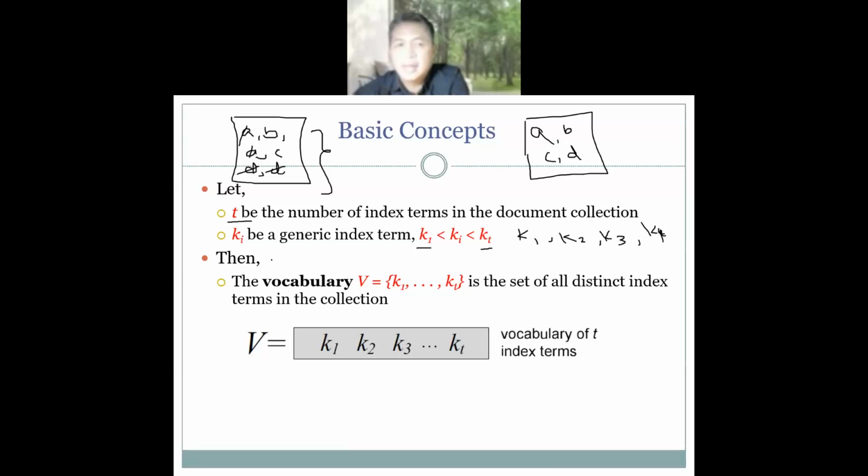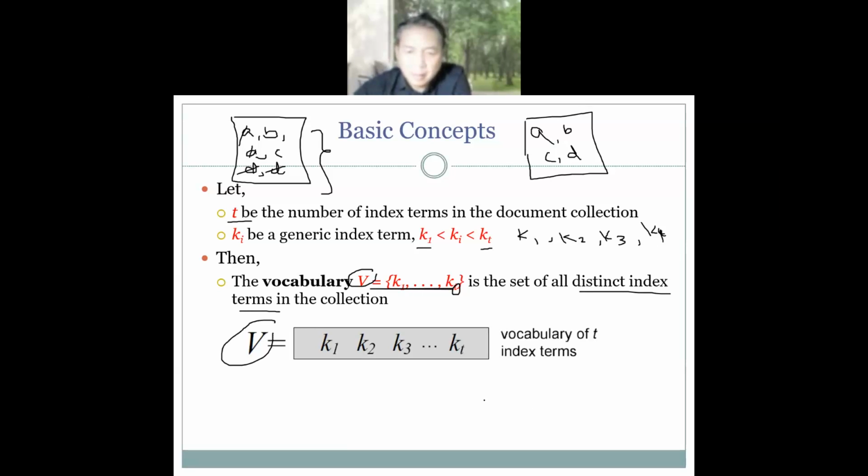In the English dictionary, they list out all the possible terms that you could have in a sentence or in a document. So the number of unique terms in your dictionary will be T here. So the vocabulary, V, consists of a set of all distinct index terms, so unique index terms.